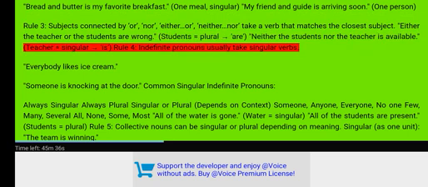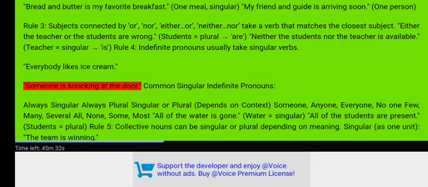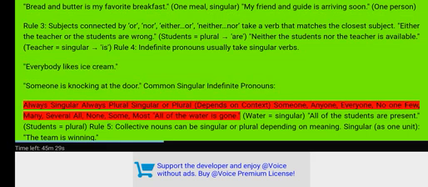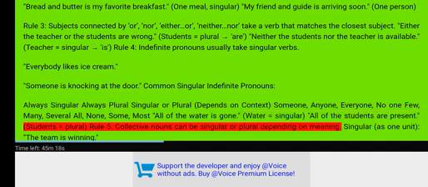Rule 4. Indefinite pronouns usually take singular verbs. Everybody likes ice cream. Someone is knocking at the door. Always singular: someone, anyone, everyone, no one. Always plural: few, many, several. Singular or plural depending on context: all, none, some, most. All of the water is gone. Water is singular. All of the students are present. Students is plural.